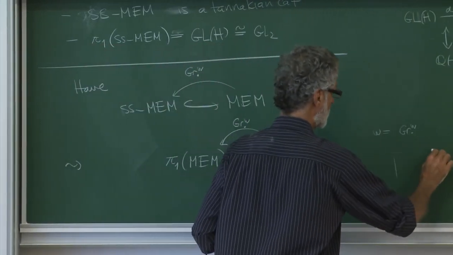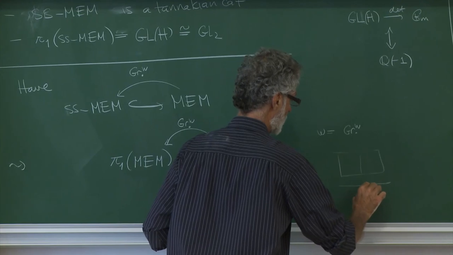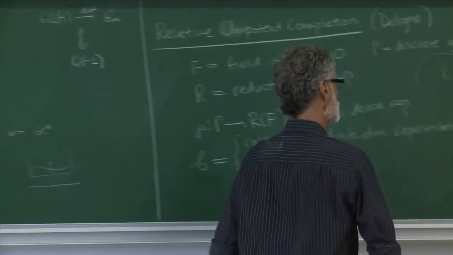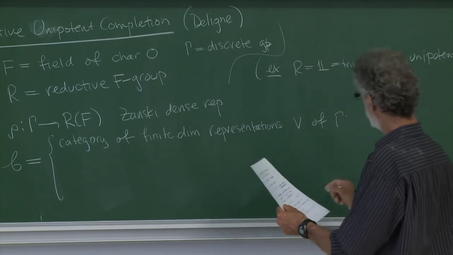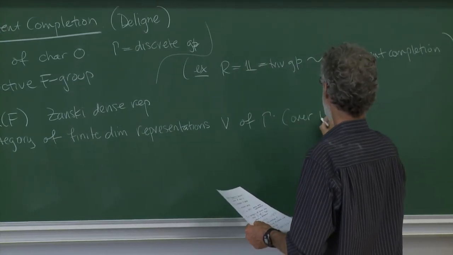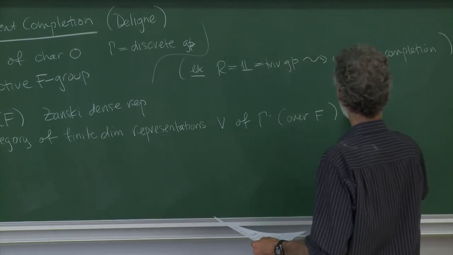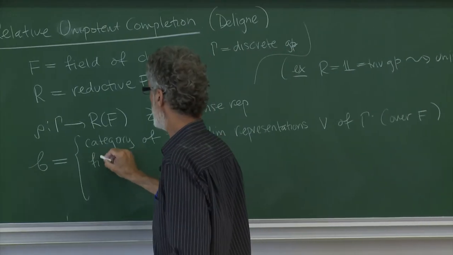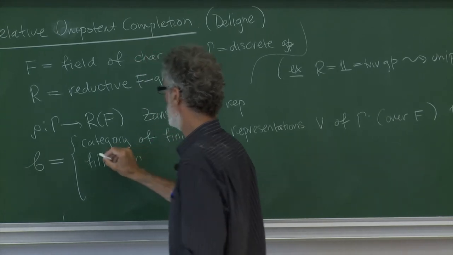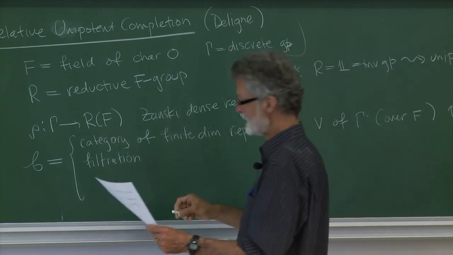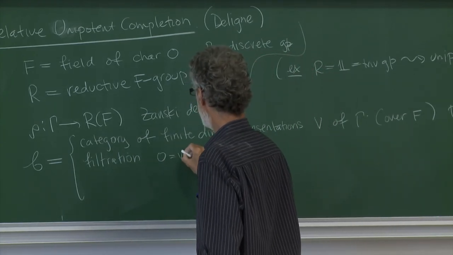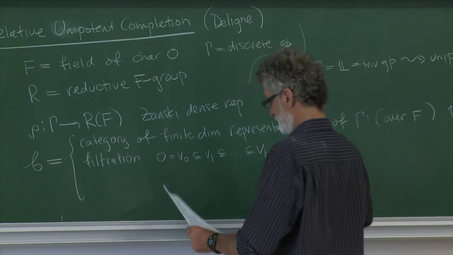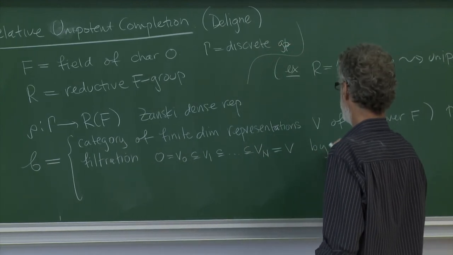It's the analog of this picture in topology. We've got a base point here, we've got a base point here, but we may choose a section. We get a different base point. So these are F representations that admit a filtration. This filtration, the way I'm setting this up, doesn't have to be unique. Just some filtration: 0 equals V0 contained in V1 contained in, say, Vn equals V, by gamma submodules.